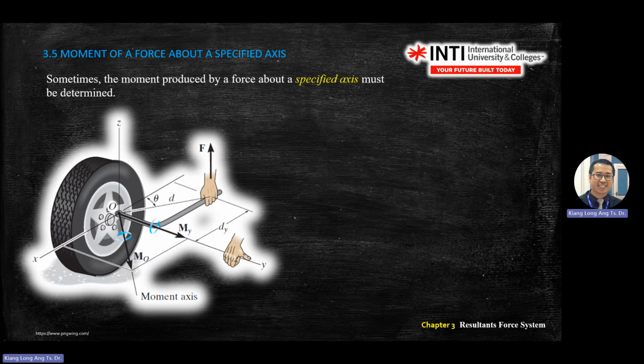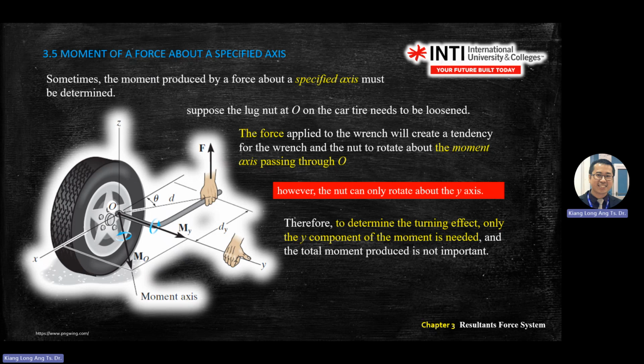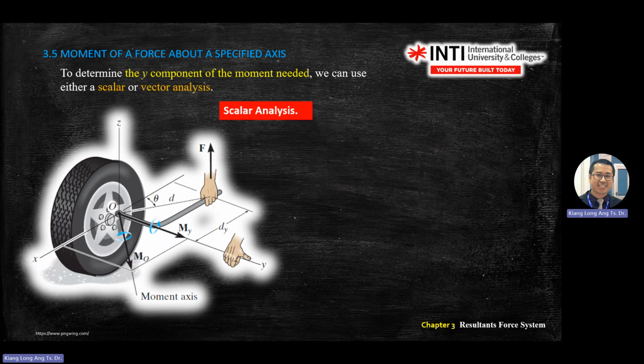So this is the L bar, this is the one that goes outside. However, for the moment axis, for this case, the nut can only rotate about the y-axis, right? The y-axis. So this is just to introduce you another two axes. So we'll do scalar and vector analysis.